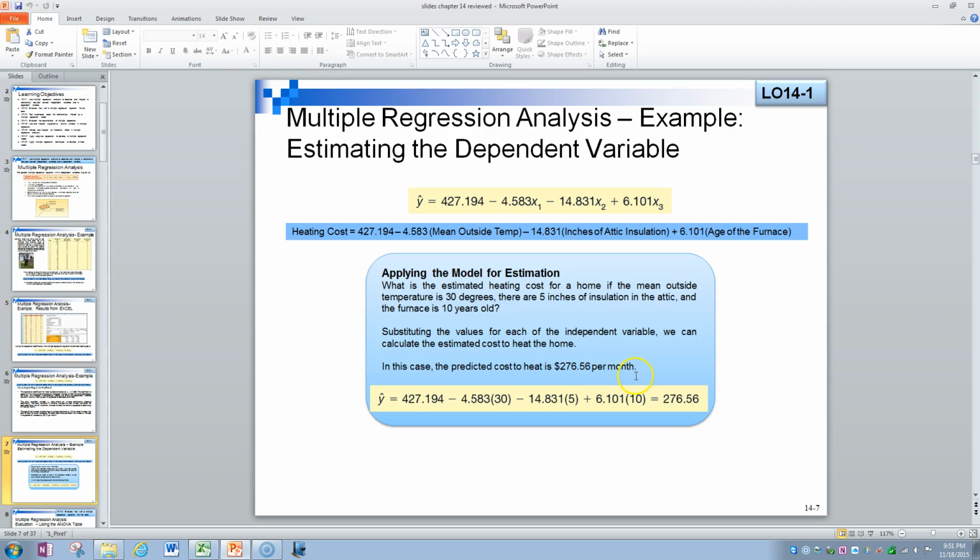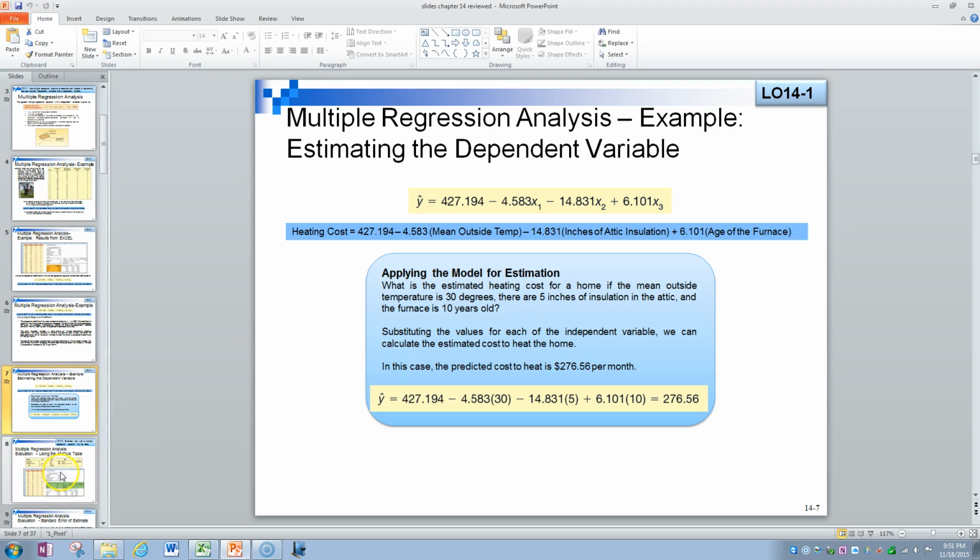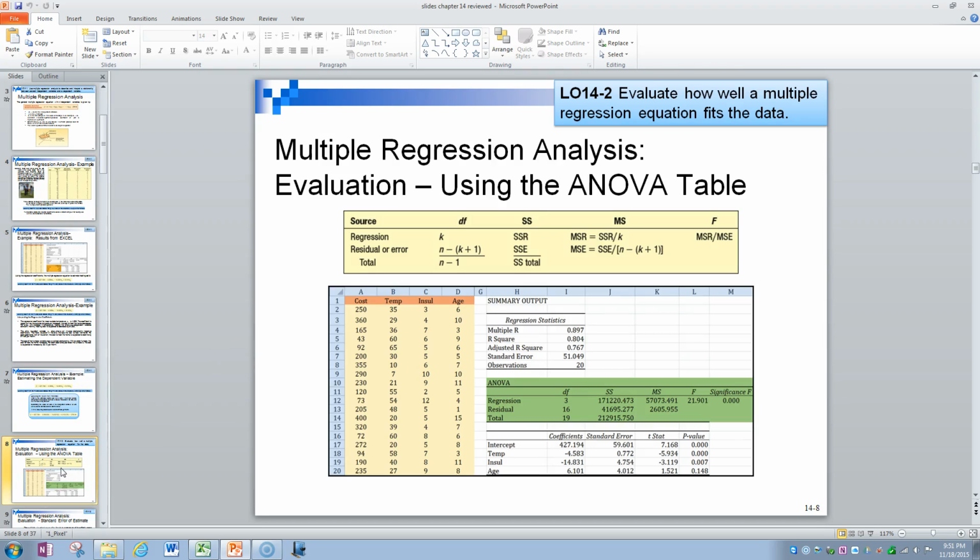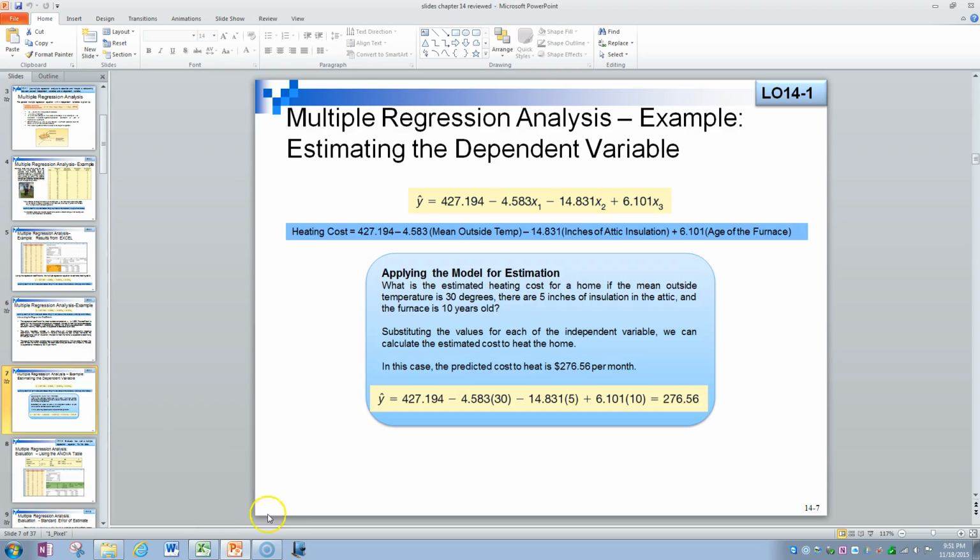$276.56 per month. We just have to add 427 plus the negative 4.583 times 30 minus 14.831 times 5 plus 6.101 times 10. In parentheses, we just substitute each one of the x1, x2, and x3 for their corresponding values, respectively. Now we can do this for any combination of values that we can select. And that is the end of section 1 that I wanted to show you.